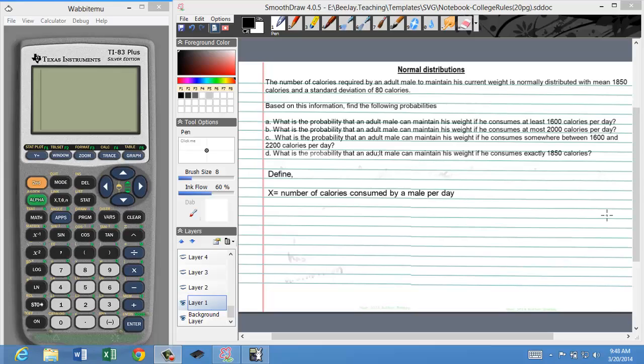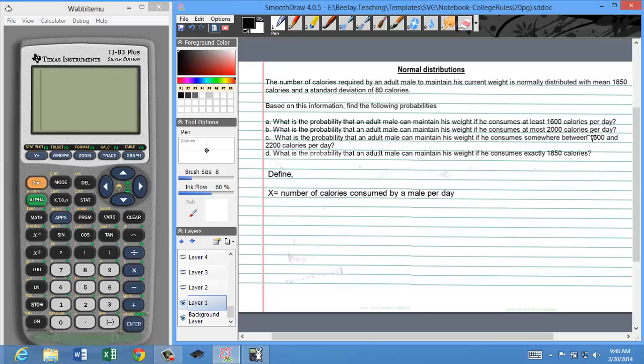In the video ahead, we will be talking about normal distributions, but I'd like to point out before you start watching this video that there were a couple of typos made in the video, so you have to change part C 1600 to 1850 calories, and in part D change 1850 to 2000.